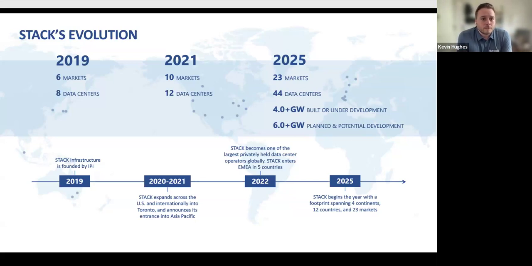My customers change based on the market I'm in. I may have airlines and insurance companies in one market. I may have cloud companies in another. I may have banks in another. I may have AI in another. And everything is different for me too. I have different designs. I have different operational profiles.